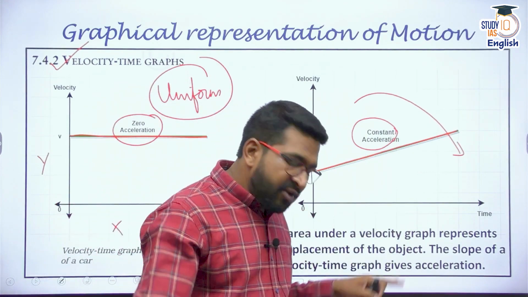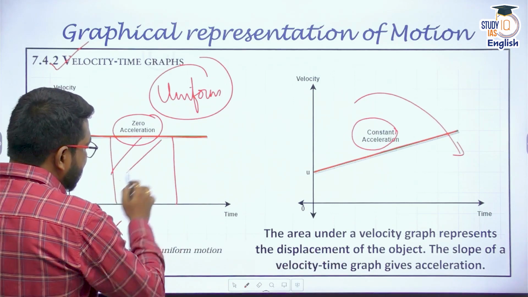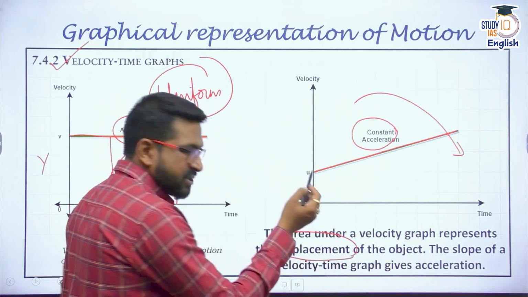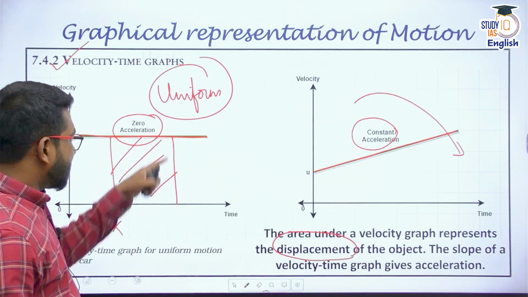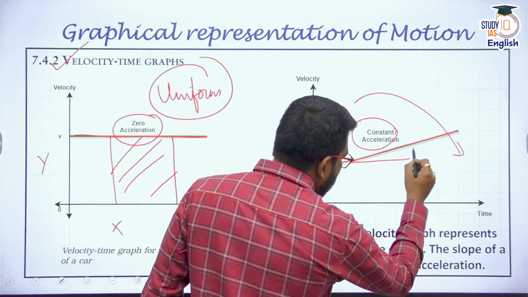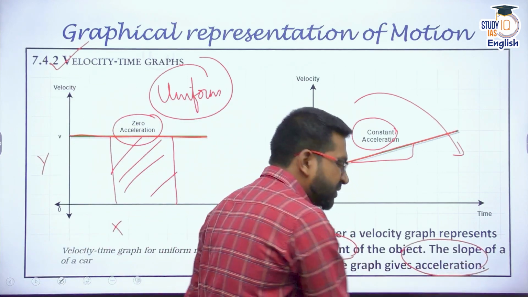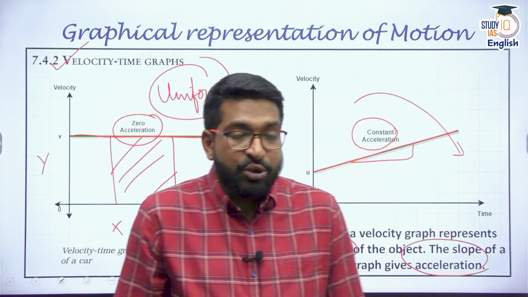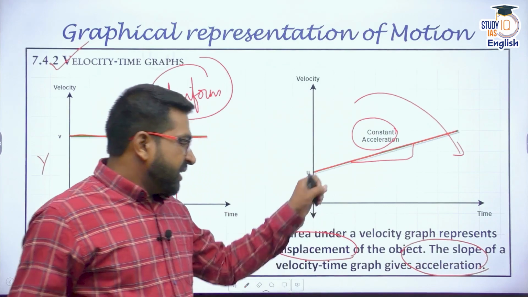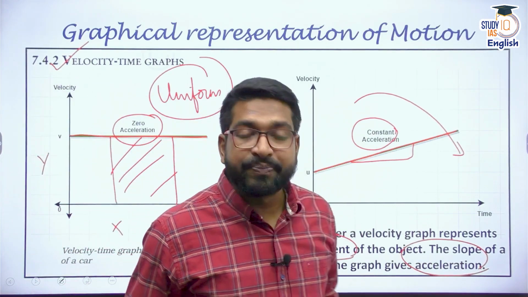But please remember, when I calculate the area under the velocity time graph, I get the displacement of that particular object. When I calculate the area under this, I get displacement. And similarly, when I calculate the slope of the velocity time graph, it basically gives me what kind of acceleration is there. Is it positive acceleration? Or is it deceleration or retardation? So the area under the velocity time graph gives me displacement. The slope is going to give me the acceleration.